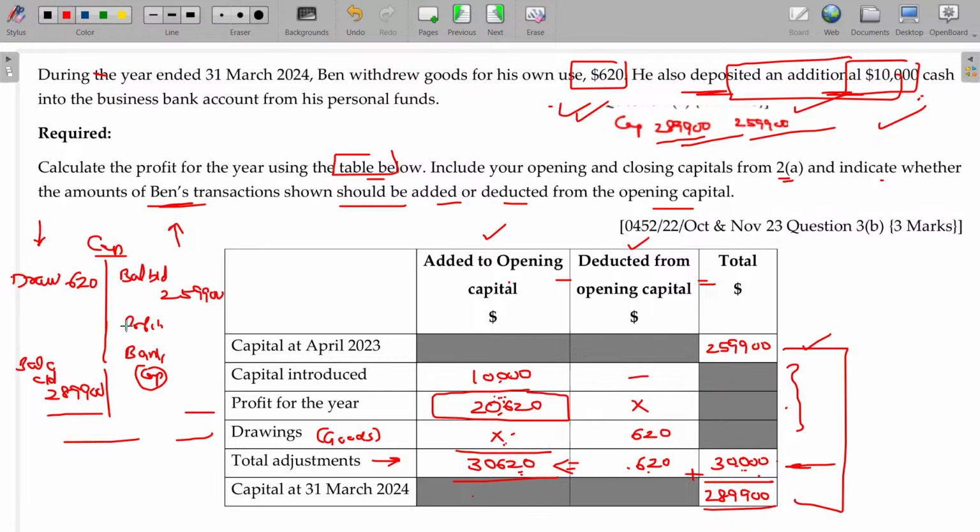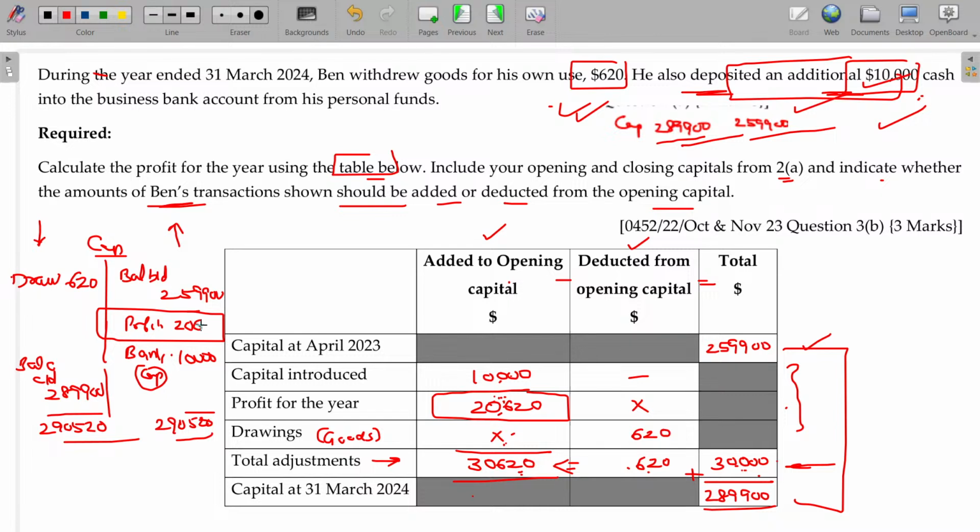Profit for the year we have to calculate. Additional capital introduced being 10,000. So by tallying this, you will get the missing data. 2,89,900 plus 620, this value being 2,90,520. From the 2,90,520, 2,59,900 minus 10,000. So this profit balancing figure being 20,620.